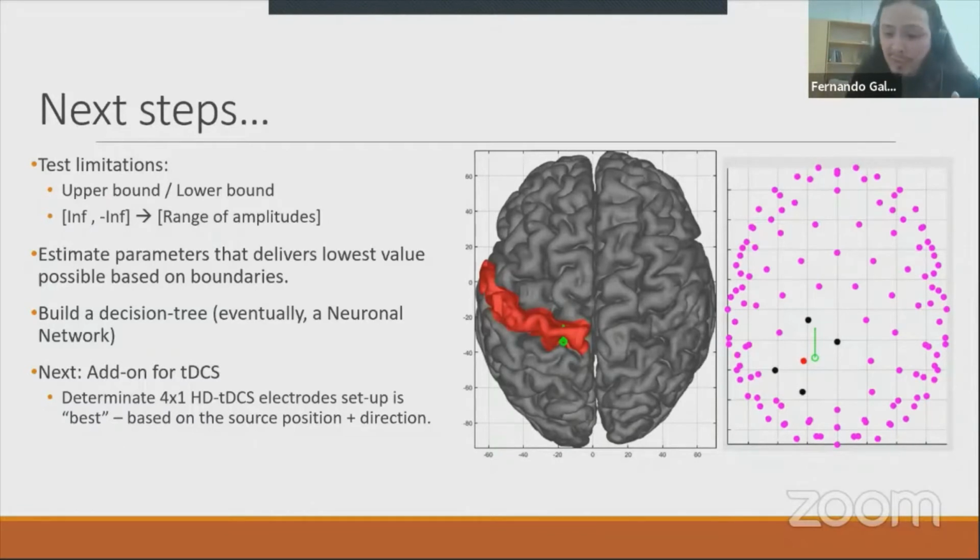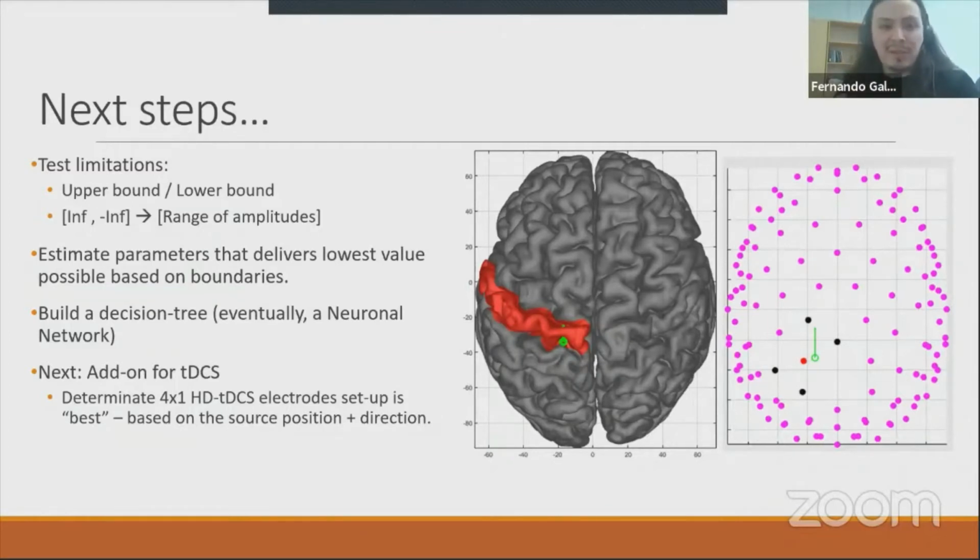So instead of 2 milliamperes, we can use 4 milliamperes, which, by the way, some studies have actually conducted, although the itchy sensation, of course, is more present in these studies. Another next step that I'm performing right now is the estimation of parameters that deliver the lowest value possible based on the boundaries that are constructed by the user.